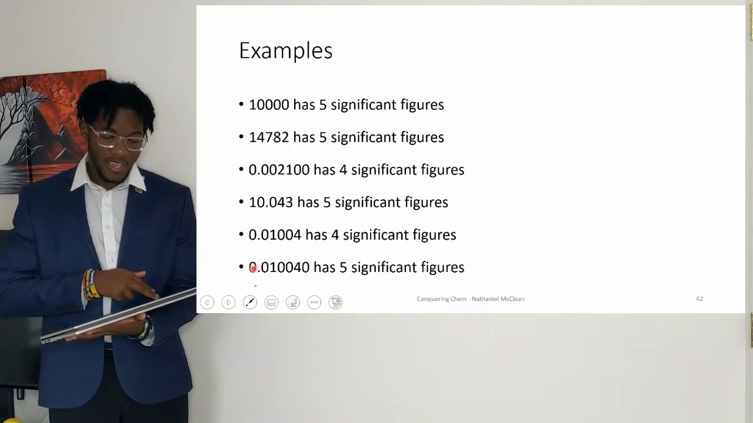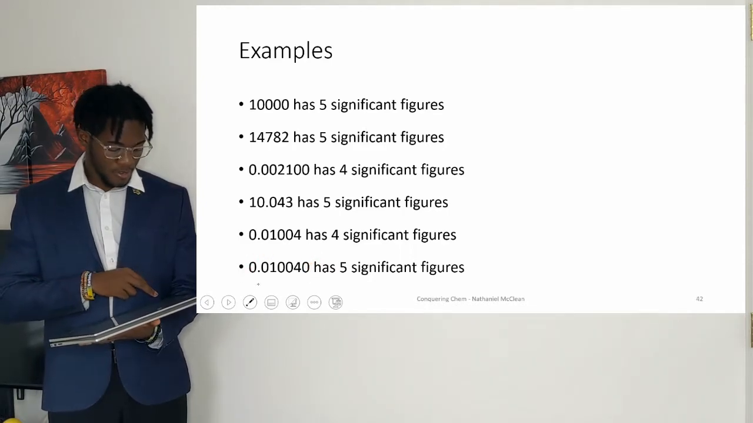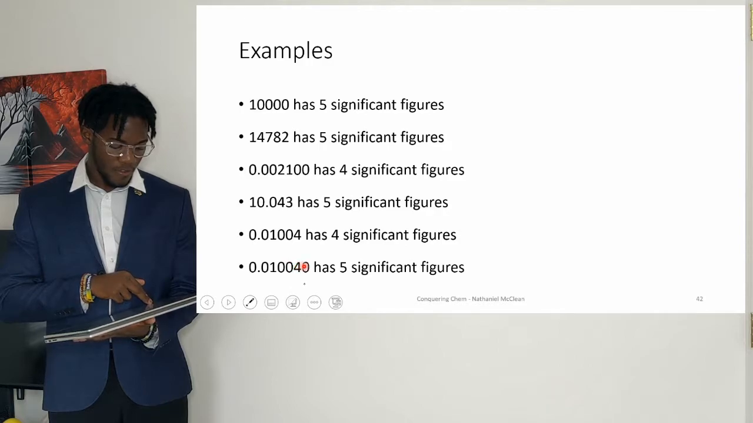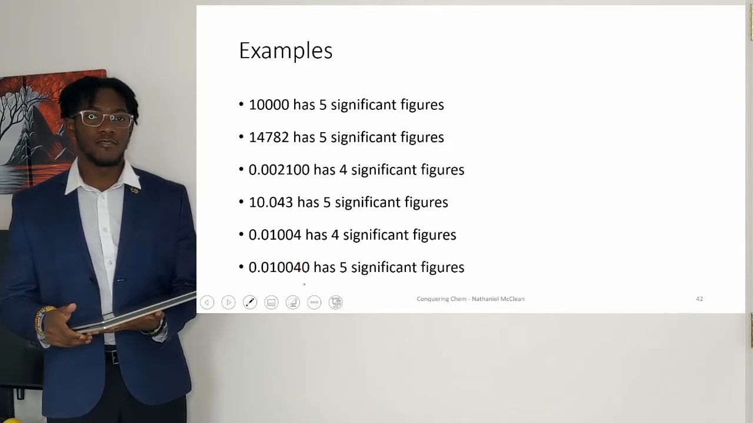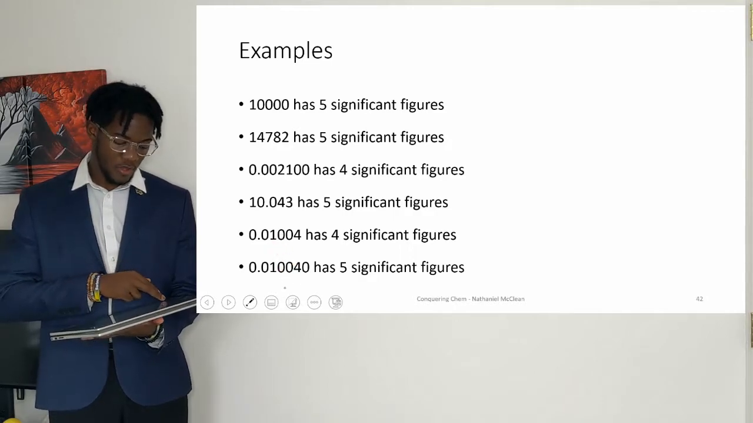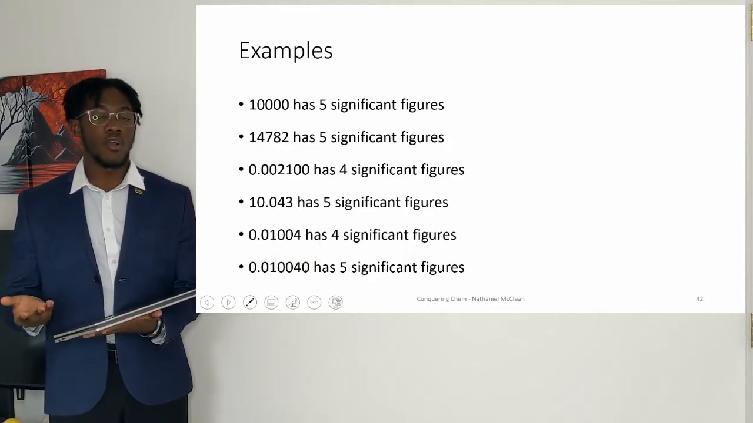The zeros to the left, again, they don't count. Those are not significant. We start at the first integer. In this case, we have a 1, and we count 1, 2, 3, 4, 5. So we have 5 significant figures. Again, because the zeros in the middle are significant, and all zeros to the right of the value are also significant.